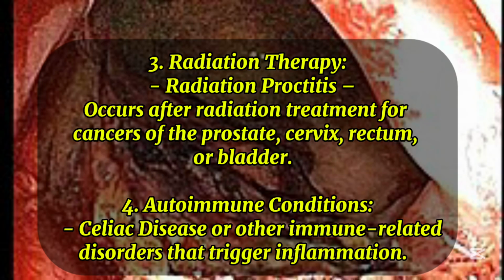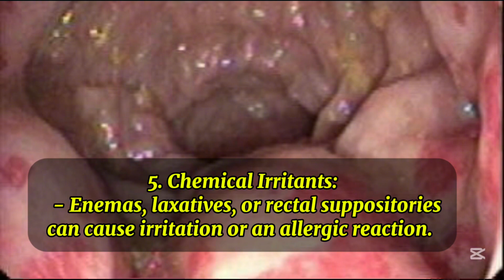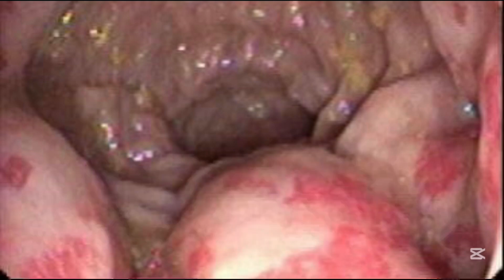3. Radiation therapy. Radiation proctitis occurs after radiation treatment for cancers of the prostate, cervix, rectum, or bladder. 4. Autoimmune conditions: celiac disease or other immune-related disorders that trigger inflammation. 5. Chemical irritants: enemas, laxatives, or rectal suppositories can cause irritation or an allergic reaction.